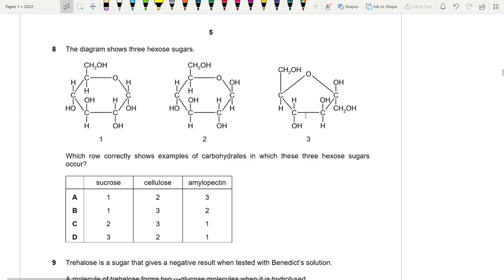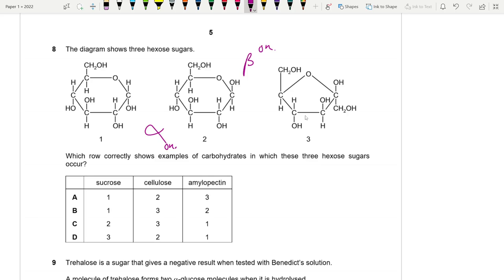The diagram shows 3 hexosugars. Which correctly shows examples of carbohydrates in which these 3 hexosugars occur? Okay. So remember, in alpha glucose, the OH group is here. For beta glucose, the OH group is above. So 1 is actually alpha glucose. Okay? And 2 is actually beta glucose.